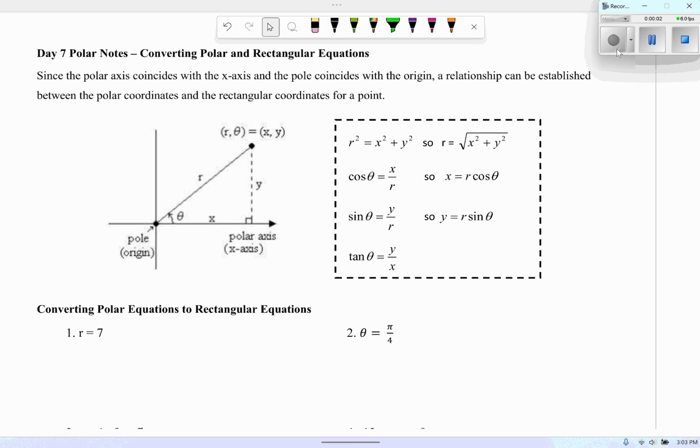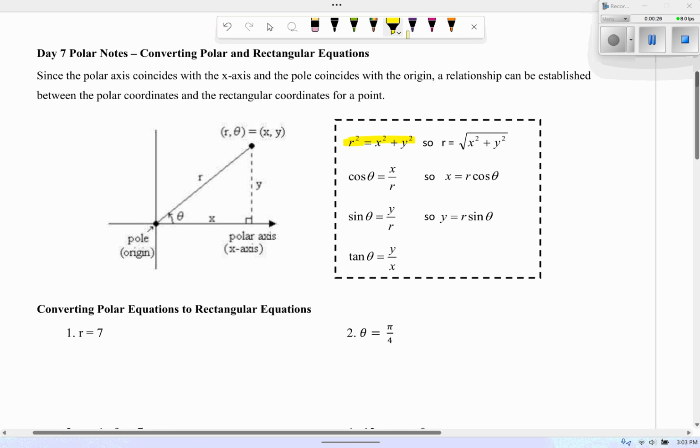Today we're going to talk about converting polar and rectangular equations. Since the polar axis coincides with the x-axis and the pole coincides with the origin, a relationship can be established between the polar coordinates and the rectangular coordinates for a point. So we've already talked about these conversions and these equations already, but these are the ones that we're going to be using again. So we know r squared equals x squared plus y squared.